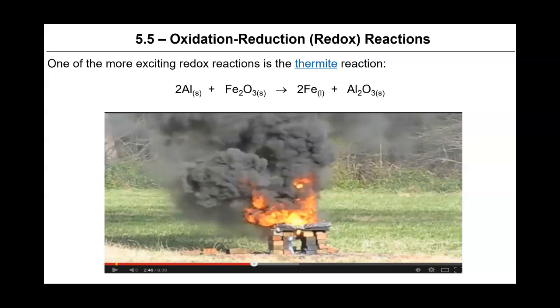A classic redox reaction is the reaction between solid aluminum and solid iron(III) oxide to produce liquid iron, aluminum oxide, and a lot of heat. So let's have a look at that reaction now.